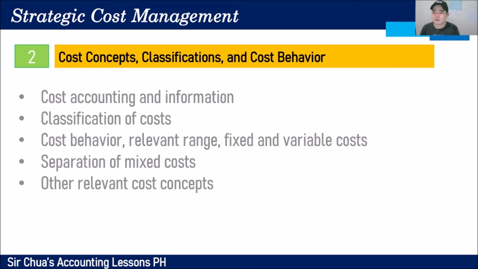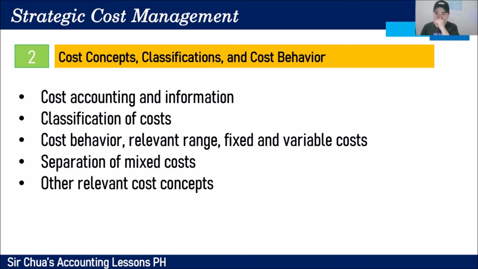And then for your next lesson, which is cost concepts, classifications, and cost behavior, we will be having a review from your cost accounting class of cost accounting and information, the different classifications of cost like direct and indirect cost, product and period cost. You know that already. And then cost behavior, relevant range, fixed and variable cost. You know that as well. And then separation of mixed costs, which is your high-low method, least square regression, and then other relevant cost concepts.